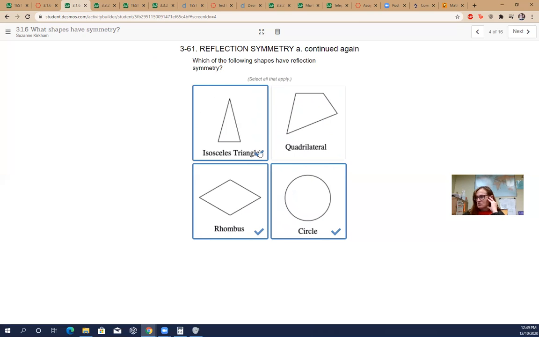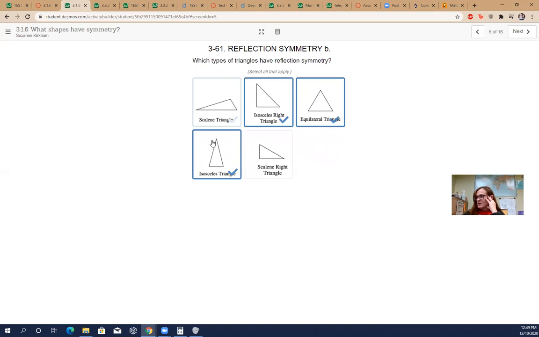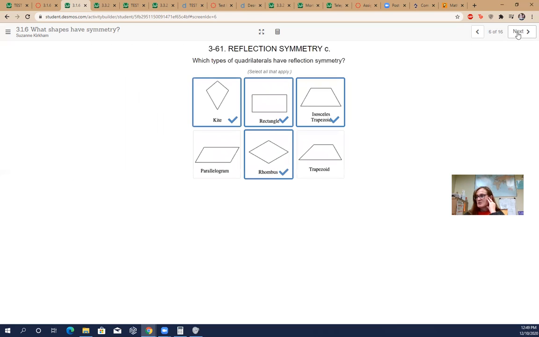Okay, isosceles triangle, no, that one wouldn't work. Oh yeah, this is the same as the previous page, I forgot. Okay, the equilateral triangle, so we can fold it in half from any of its corners and it will match up. So that's 3 ways.